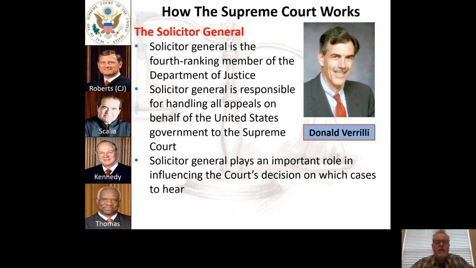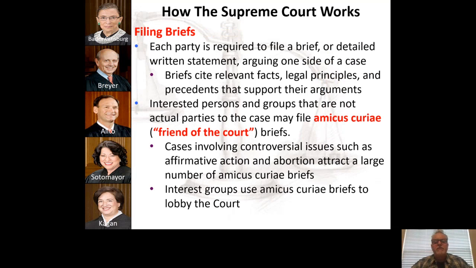In many cases involving the United States, it is the Solicitor General who actually presents the United States case before the Supreme Court. He often is involved as a third party in cases. We'll talk about that in a moment. So what happens then after a writ is issued, or a cert? After a writ is issued, each side has to write a brief. So you have a brief from the person who petitioned, the petitioner, and you have a brief that has to be written from the respondent, the person who is on the other side.